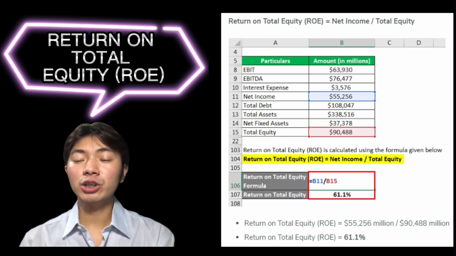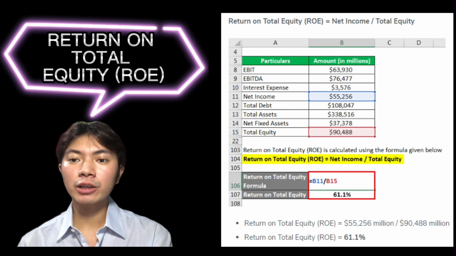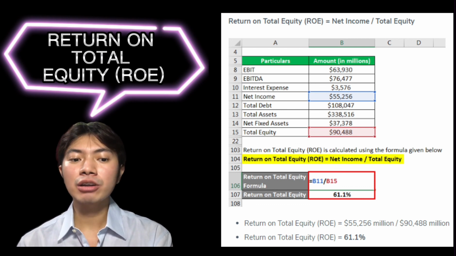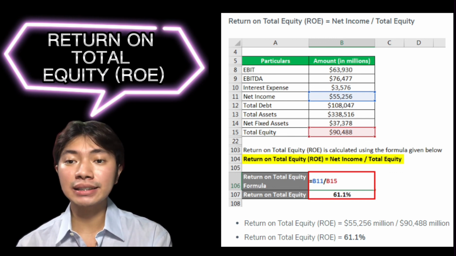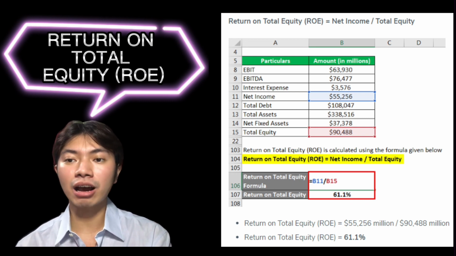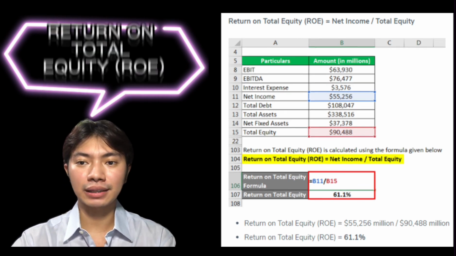Last is the return on total equity that is equal to net income divided by total equity. Sa example na makikita natin ay meron tayong net income na 55,256,000 divided by the total equity na 90,488,000, at ang makukuha nating sagot ay 61.1%.